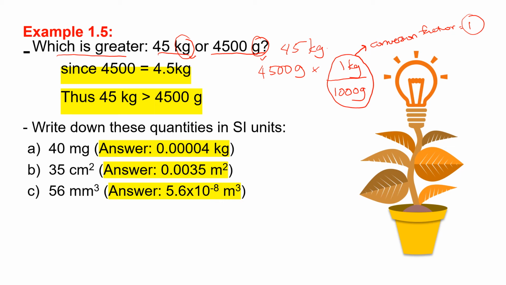Okay. So darab, dia akan dapat sama dengan berapa? Bagi 1000, dapat 4.5 kg. Okay. So bila kg dengan kg barulah kita boleh buat comparison. Kalau tengok kat sini 45 kg adalah lebih besar daripada 4.5 kg. So the answer adalah 45 kg adalah lebih besar daripada 4500 gram.